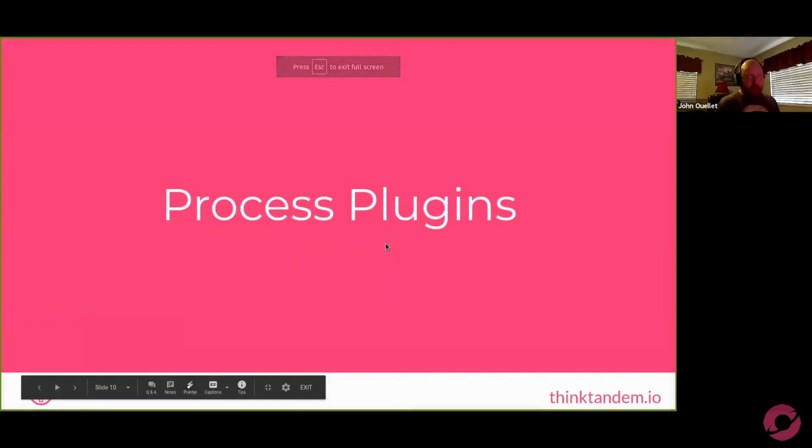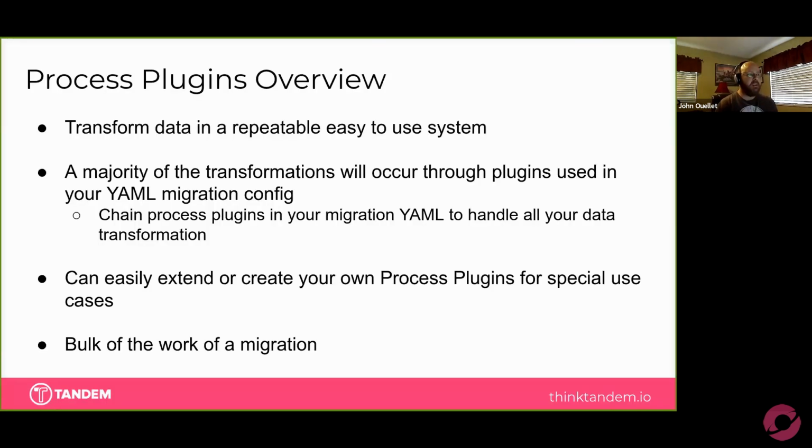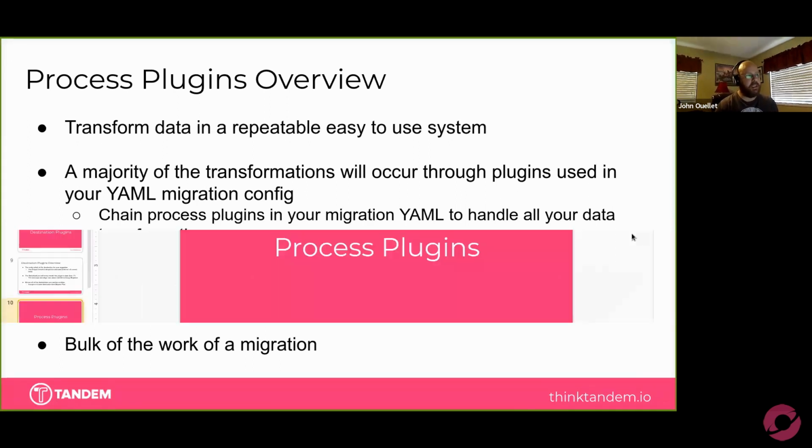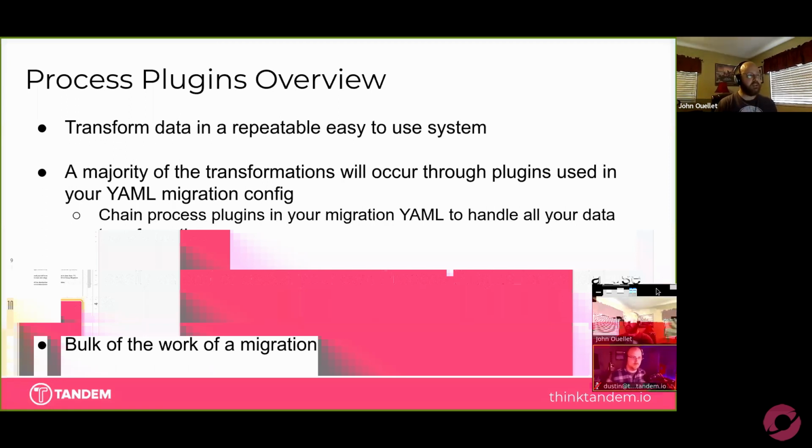All right. So this is where the bulk of everything happens. I quickly went over source and destination plugins because they're really not all that important in the grand scheme of things. You can do some stuff in your prepare row hook to massage your data, but this is where all the magic happens. This is where you transform your data in a repeatable way through process plugins. The majority of the transformations, you'll put in your YAML config and you can chain them together. You can do really powerful stuff with this, where in a lot of cases you almost never have to write code anymore.